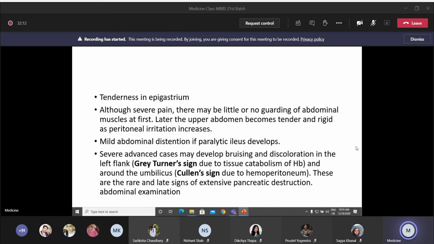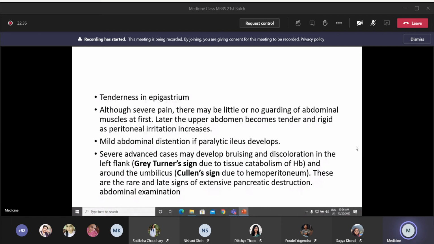Sometimes because of abdominal distension, the patient may go into paralytic ileus, because there will be massive peripancreatic seepage of fluid into the peritoneal cavity, leading to electrolyte imbalance, especially potassium, leading to hypokalemia, and the patient can go into paralytic ileus. In some advanced cases, there might be bruising and discoloration of the left flank, which is known as Grey Turner sign. It is due to the catabolism of hemoglobin.